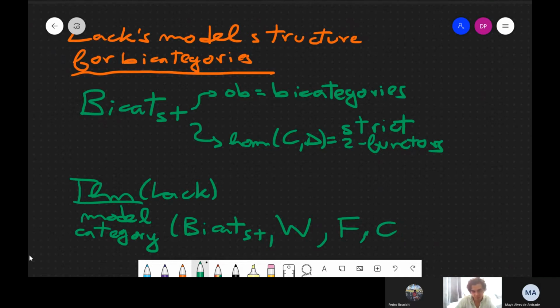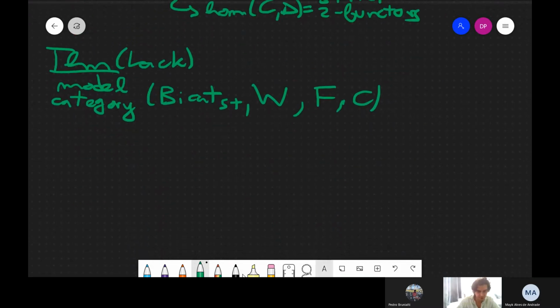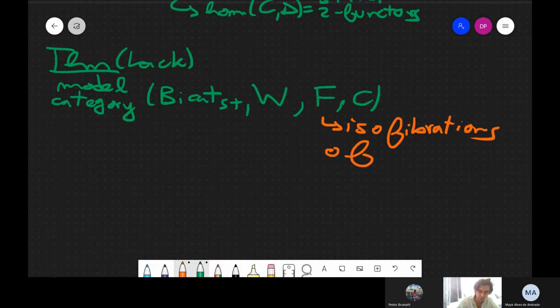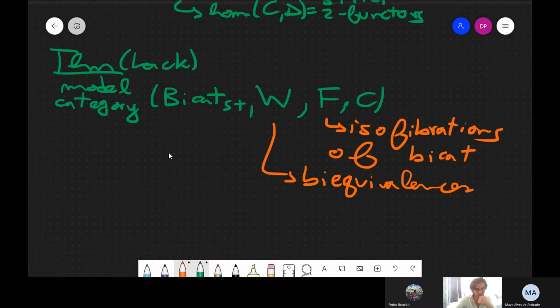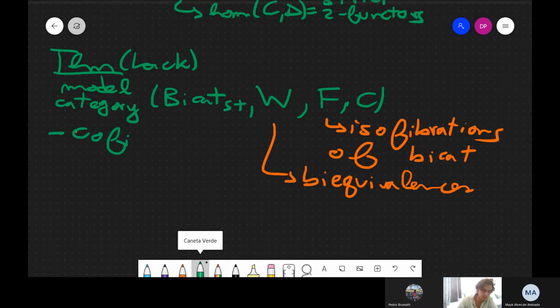And today we'll say a few words on what the main structures here are, which are: here we'll have isofibrations of bicategories, and here we'll have biequivalences. And moreover, this model structure is cofibrantly generated. And it's proper and it's monoidal.